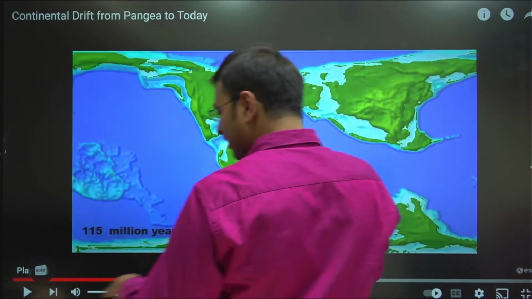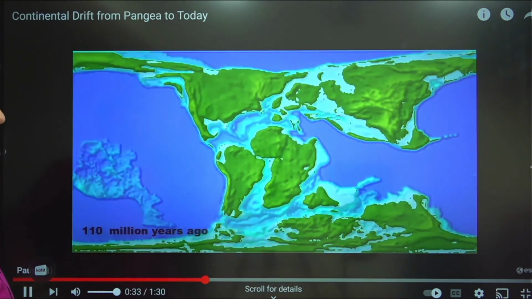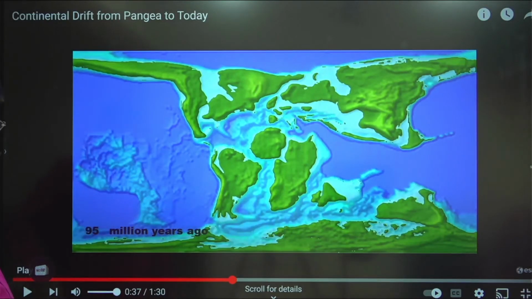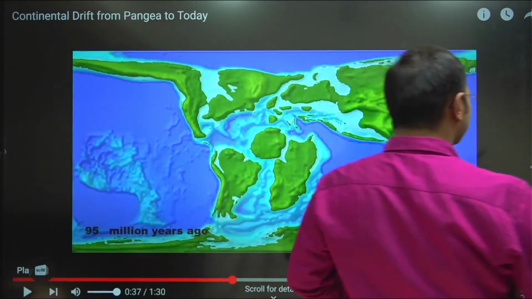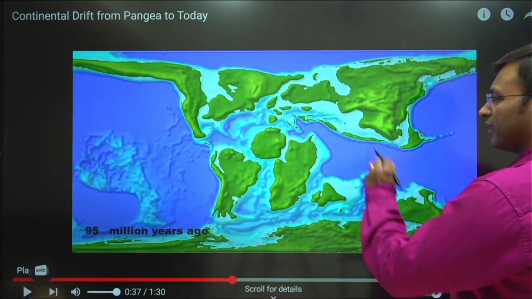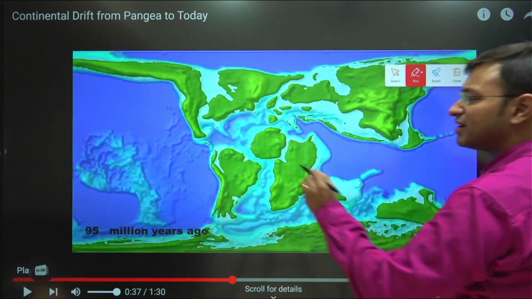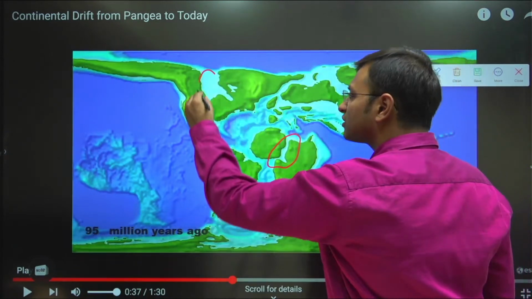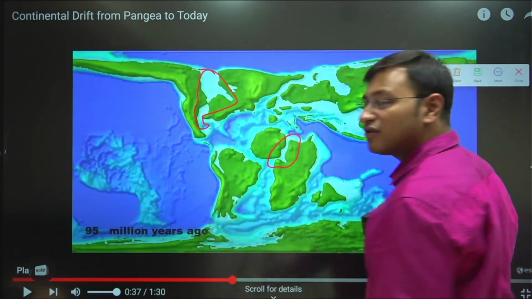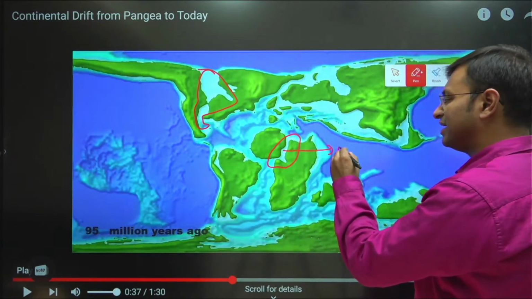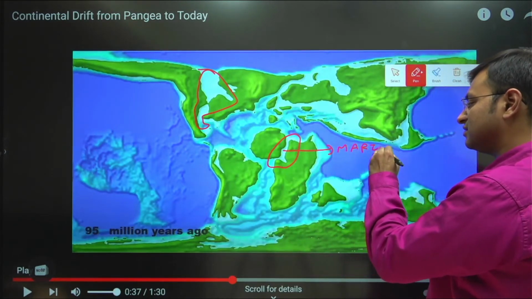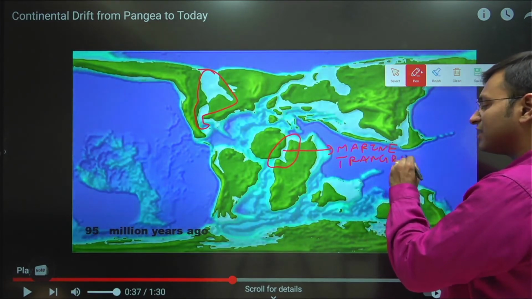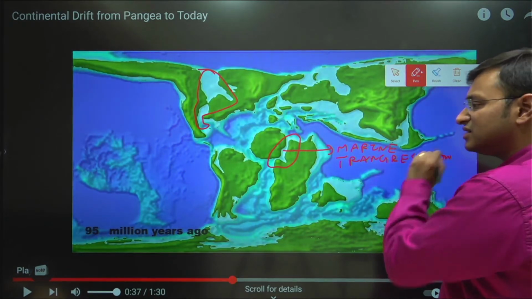Let us start the video again and quickly do the further analysis. So now, if I pause the video over here, this time scale is roughly 95 million years ago. If you see Africa over here and North America over here, in both you have evidence of marine transgression. This is called marine transgression, where the sea water enters the landmass.